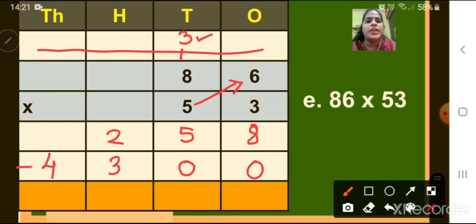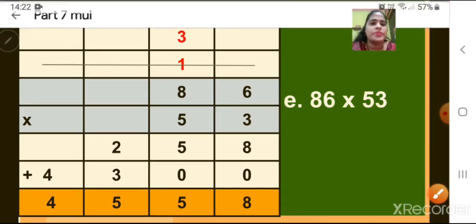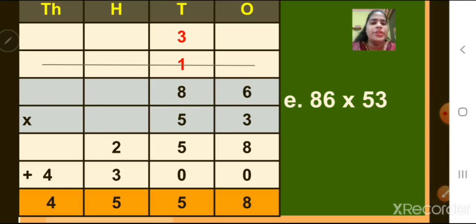Okay. Now we'll put here plus sign. We are going to add both the products. 8 plus 0 is 8. 5 plus 0 is 5. 2 plus 3 is 5 and then 4. Okay. 4 plus nothing is there, so it is 4 only. So my answer for 86 multiplied by 53 is 4558. Got it, children? Note down. Note it down in your notebook properly. Solve it slowly.